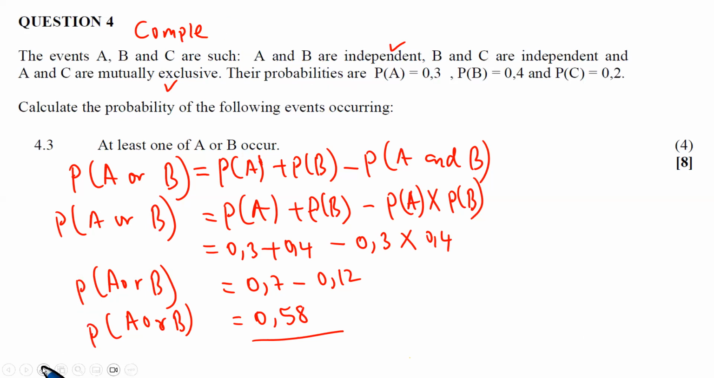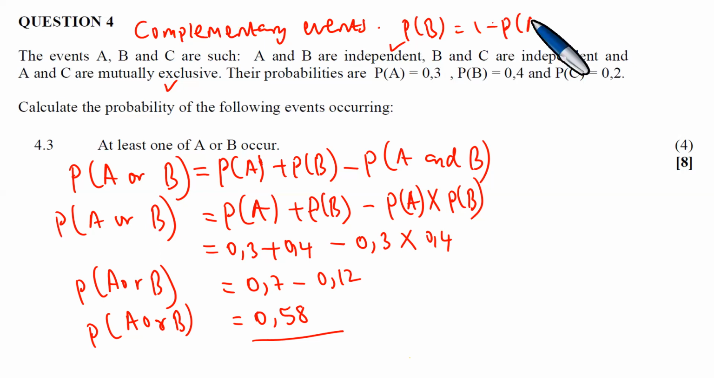Yeah, I'm just recapping on this so that you can remember complementary events. If the probability of B is 1 minus the probability of A, then A and B are complementary events. Okay, right. We looked at these probability calculations.